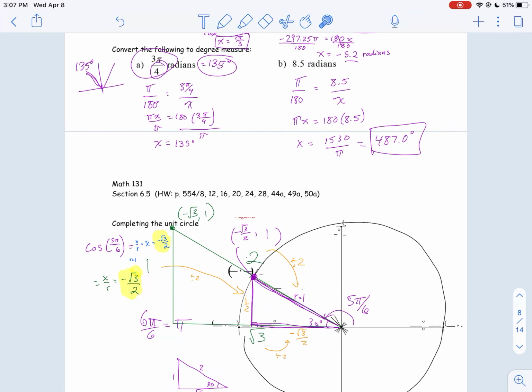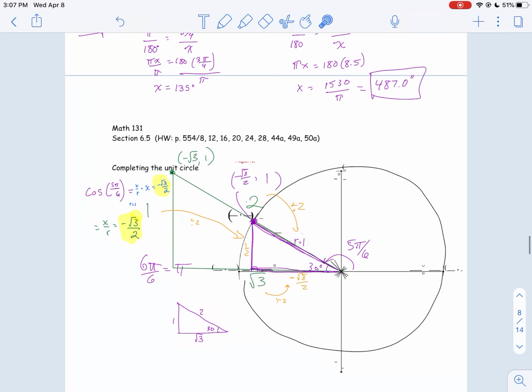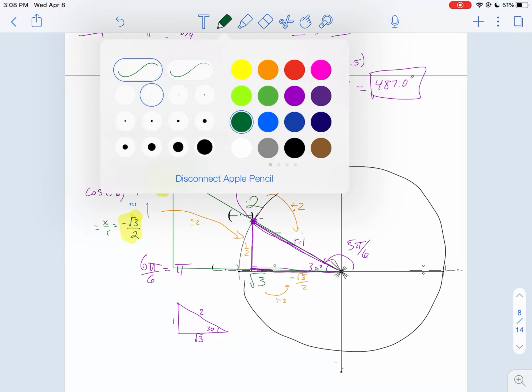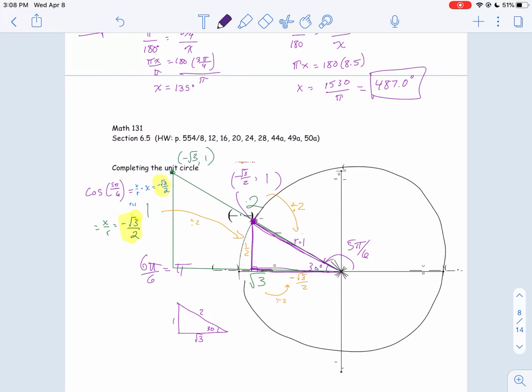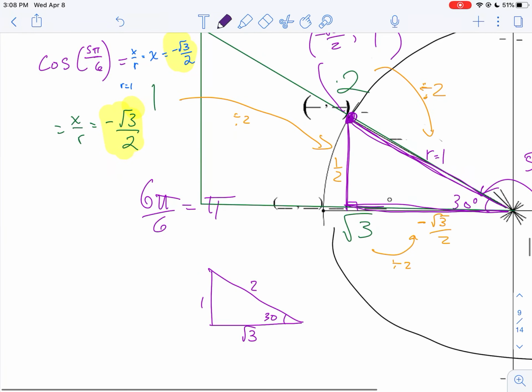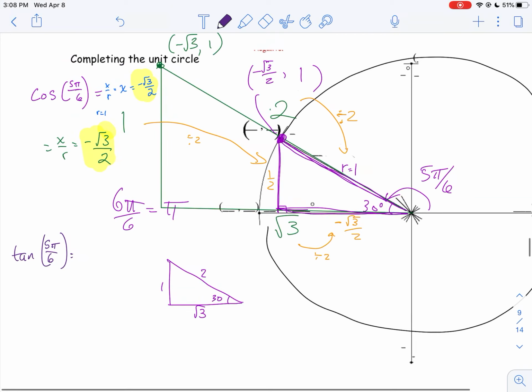One advantage of working with the big triangle over the small triangle is you get to build on your geometry. I suppose this is really geometry as well. But let's look at tangent of 5 pi over 6. I'm going to pick a different color. I'll use dark purple. Consider tangent of 5 pi over 6.